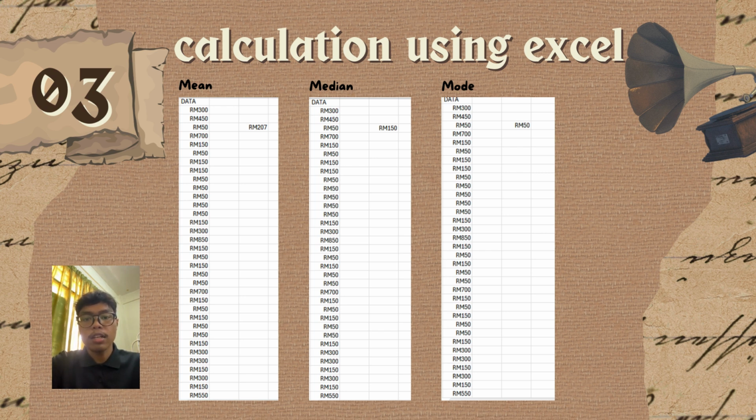And lastly, the mode, which means the value that appears the most often. I use =MODE and we get RM15 here, since that value shows up the most in the data set. So using Excel makes it really easy and fast to calculate all of this. No need to do it manually, just type in the formula and you are good to go.